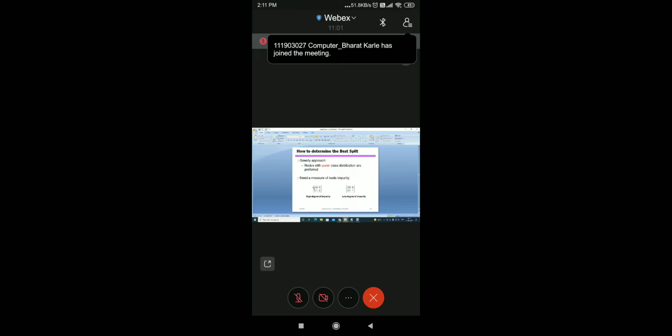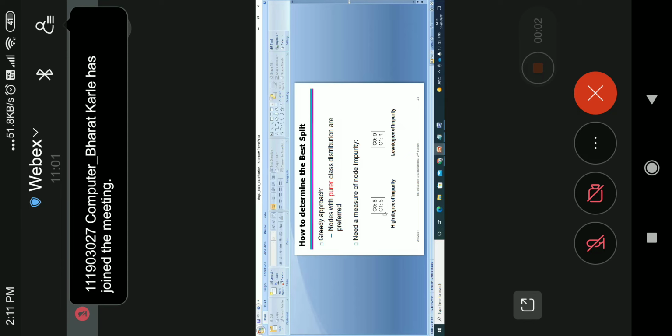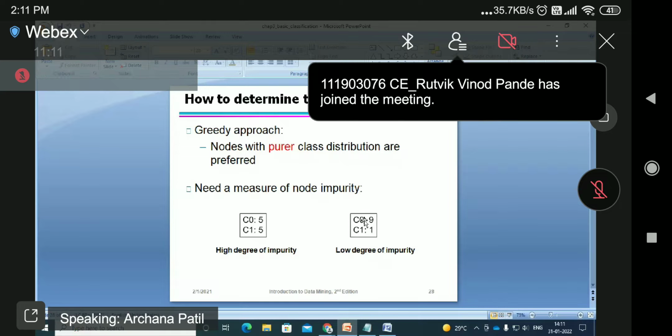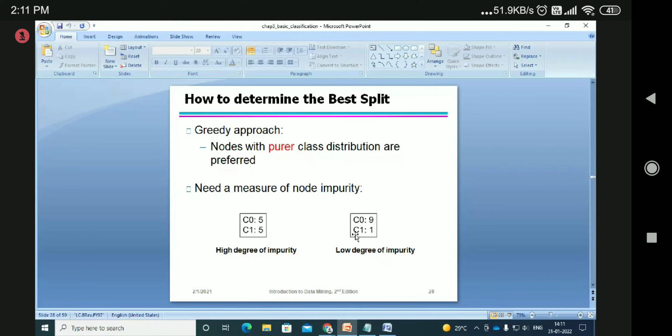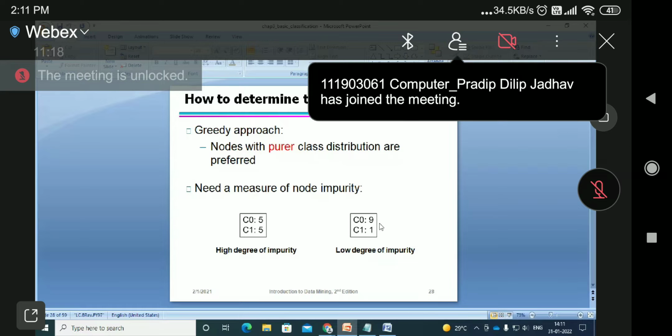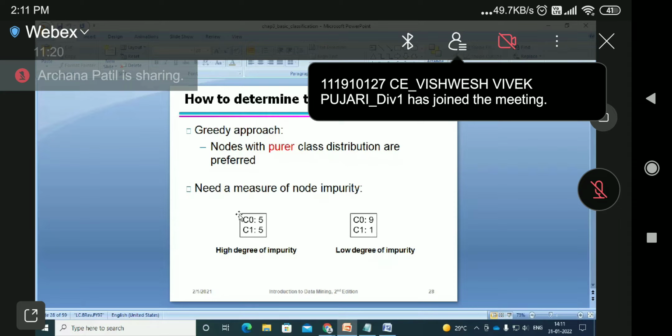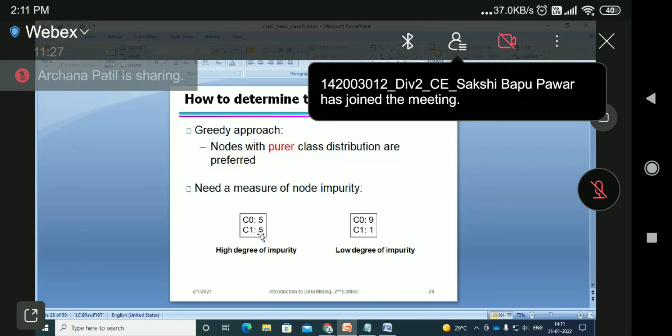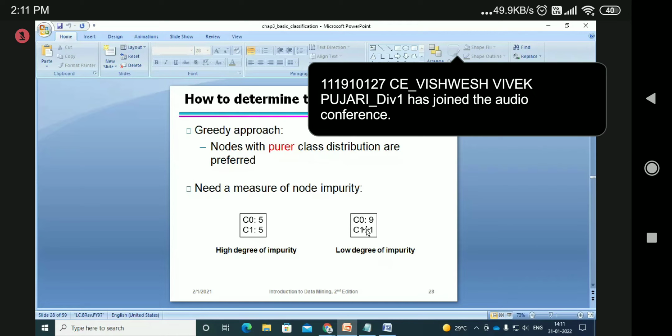And C1. So if a node has 5 instances of class 0 and 5 instances of class 1, and another node has 9 instances of class 0 and 1 instance of class 1, I can say this is a purer node as compared to the first, because here 5 instances are saying that the class is 0 and 5 instances are saying that the class is 1. So it's equal, right? We cannot give a preference.